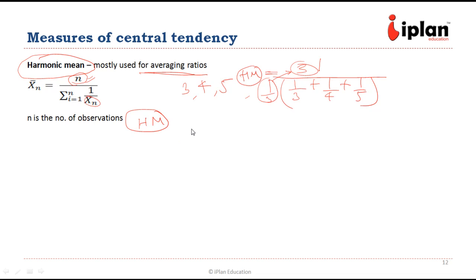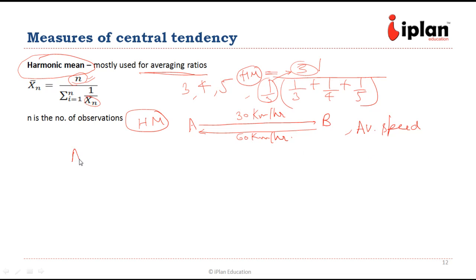Let us say a car moves from point A to point B with the speed of 30 km per hour, and it returns from B to A at the speed of 60 km per hour, and we want to know what is the average speed in the whole journey from A to B and again B to A. So this average cannot be given by arithmetic mean. If we use arithmetic mean, which is 30 plus 60 divided by 2, that is 45 km per hour, that will be a wrong answer.